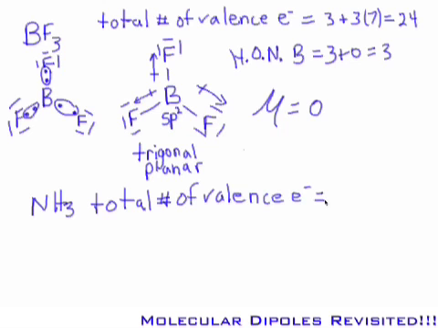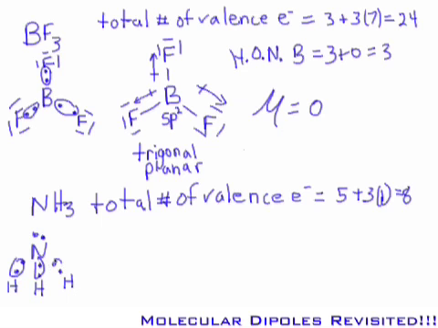Equal, didn't we just do this? 5 plus 3 times 1 equals 8. I can give nitrogen 5, and hydrogen, hydrogen, hydrogen each get 1. We did this already, I'm sure of it.